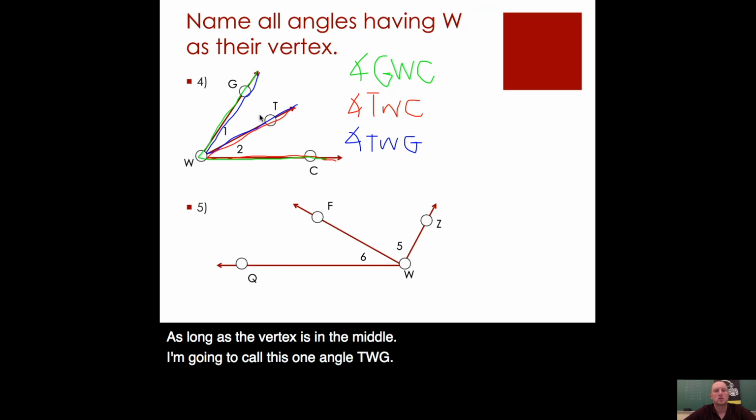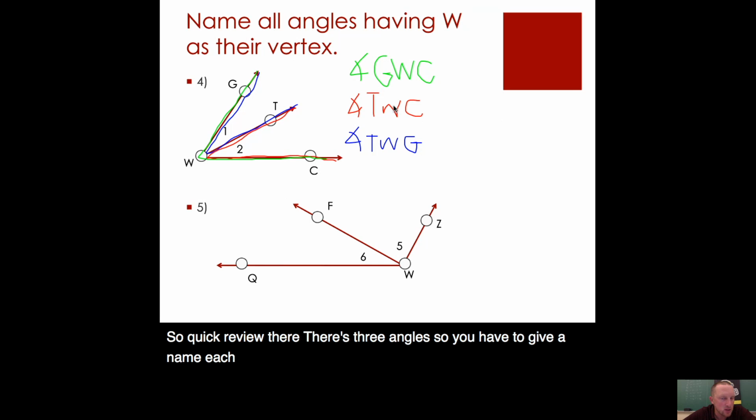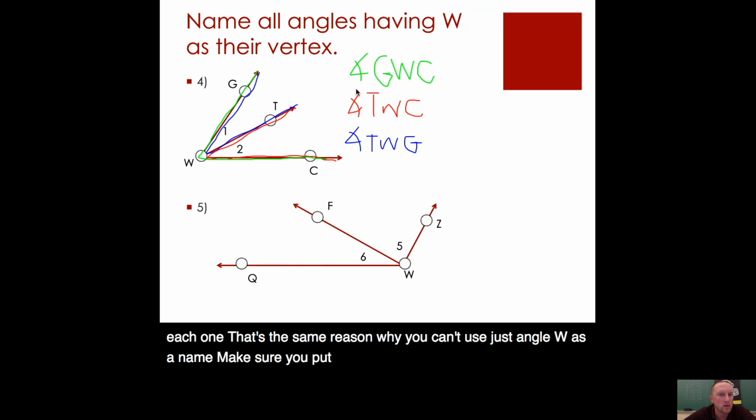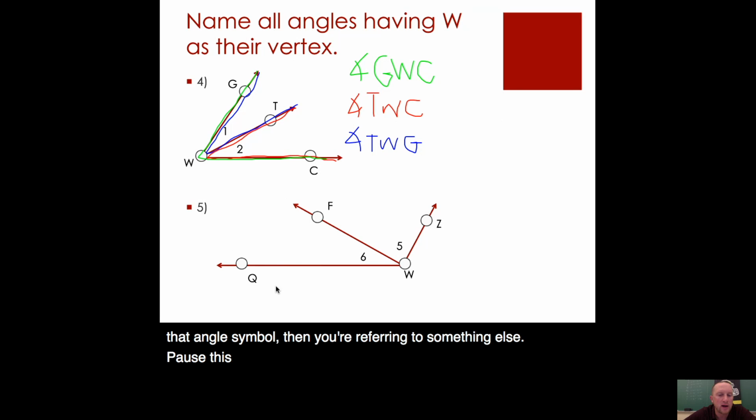Okay, so quick review there. There's 3 angles, so you have to give a name to each one. Each one has W as a vertex, so W is in the middle on each one. That's the same reason why you can't use just angle W as a name. Make sure you put the angle mark here. If you don't put that angle symbol, then you're referring to something else. Pause this video, try number 5 on your own.